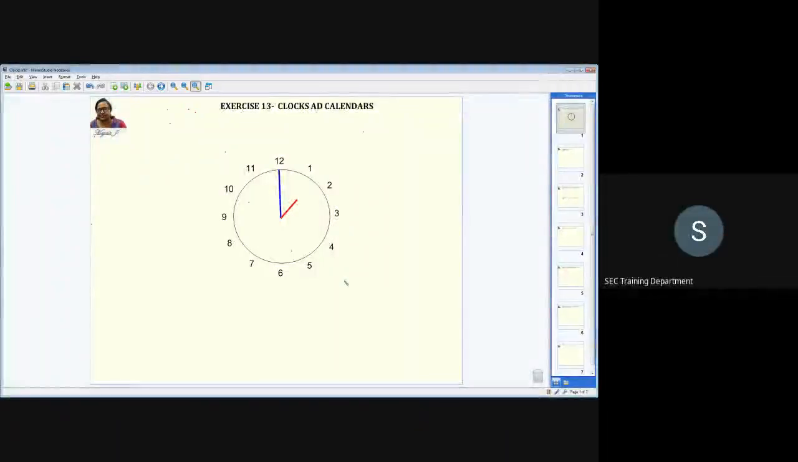Exercise 13, clocks and calendars. That's what you're going to see today. First part is clocks and the second part is calendars. So today I'll be discussing the concept of clocks.